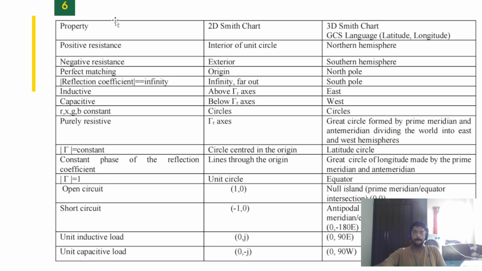Now here are some differences between 2D and 3D Smith charts, which is very important for us to know. The property on one side and the difference on the other side. Like you can see here, the positive resistance is described in the interior of the unit circle, whereas for the 3D Smith chart it's on the northern hemisphere. Negative resistance is on the exterior for 2D and in the southern hemisphere for 3D. Perfect matching is at the origin, and for the 3D Smith chart it is at the north pole. And like this, these are the differences which you can go through.